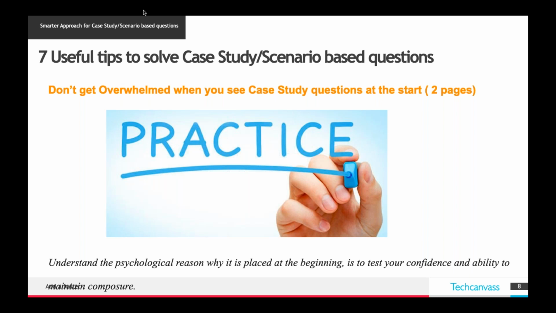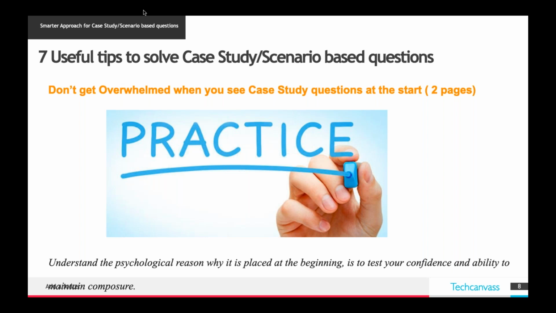I'll tell you, 50 to 60% of the case study based questions can be answered without reading the paragraph, without reading the context. They will ask you direct questions like, what is the best technique to solve this, or what is the best input for this. When you read that question and look at the options, you will be able to answer. So don't fall into the trap of thinking, I want to understand the context first, only then I'll be able to answer. If you take that approach, your time management goes for a toss.